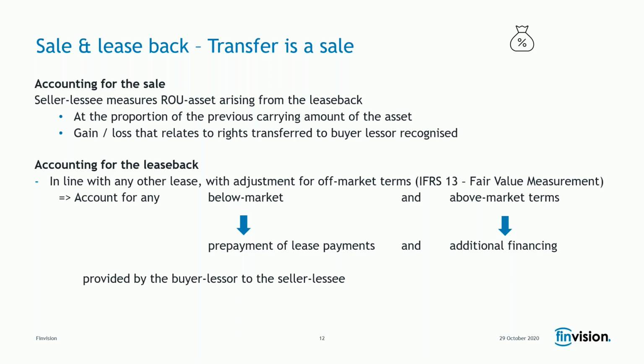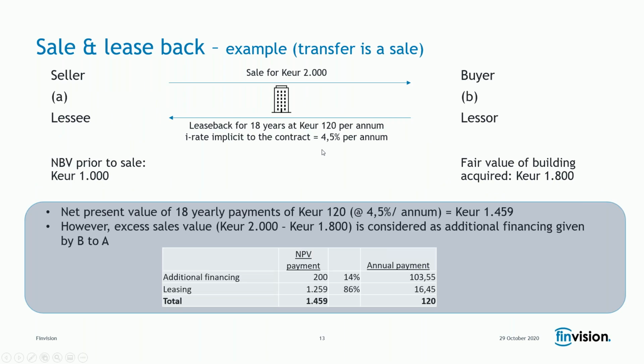Important here is that the leaseback should be done with the adjustment for off-market terms. So you will have to consider what would be a fair value, and any below market or above market terms will be considered either as a prepayment of lease payments, or on the other hand, as additional financing provided by the buyer lessor to the seller lessee. It will become more clear in the example we will run through later on.